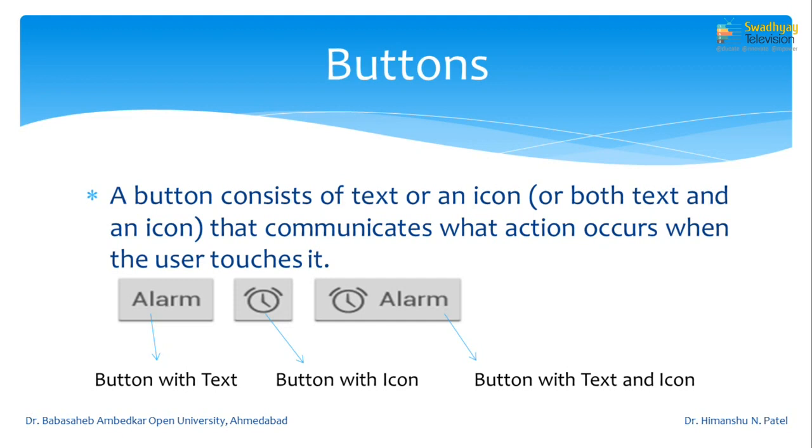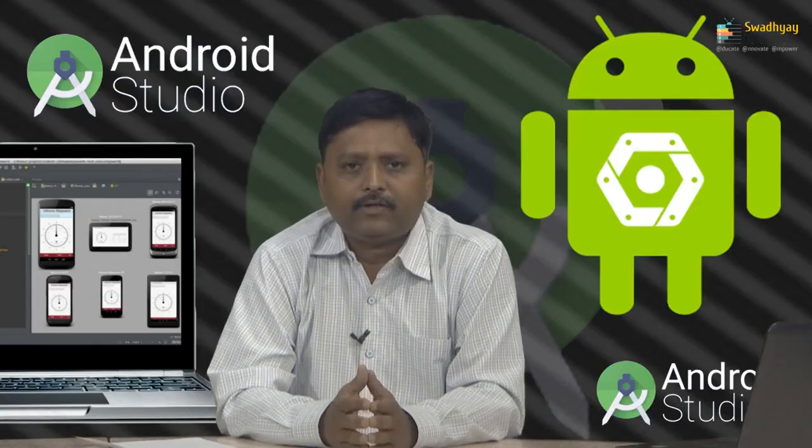Now, let us look at two controls, button and text field. First we discuss the button control. A button control consists of a text or an icon, or you can have both text as well as icon, that communicates what action occurs when the user touches it. You can see on the screen there are 3 buttons. One is an alarm button which has only text with the caption alarm. The next button has only an icon, and the last button has both text and icon. So, on a button you can display either icon, text or both.